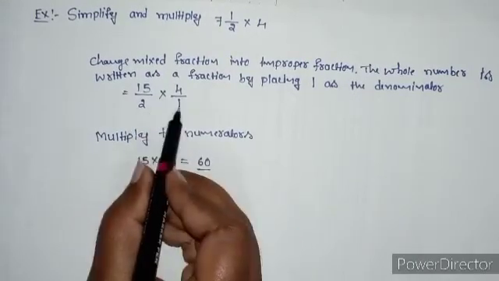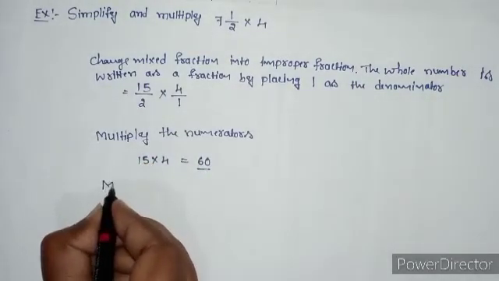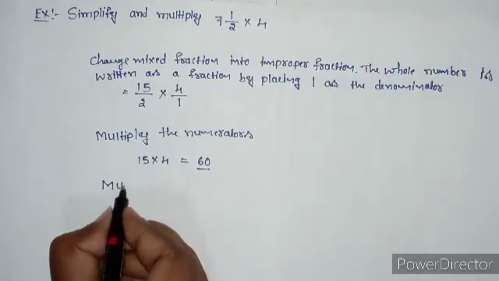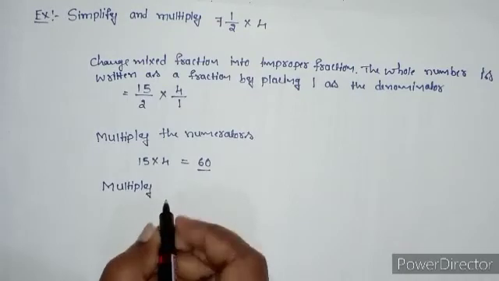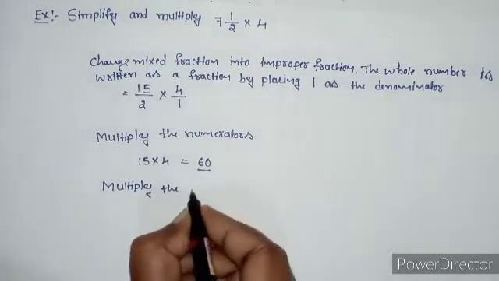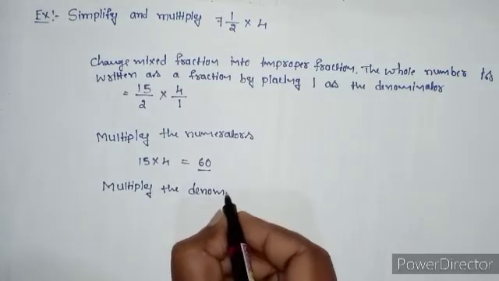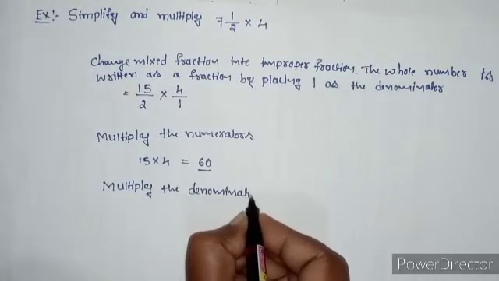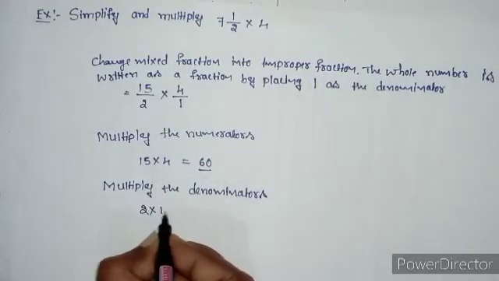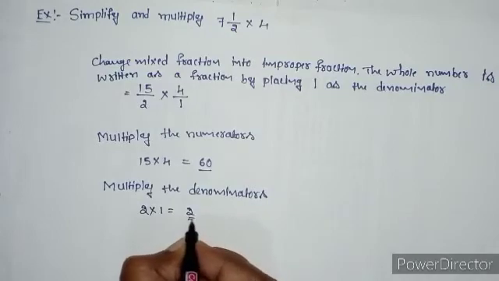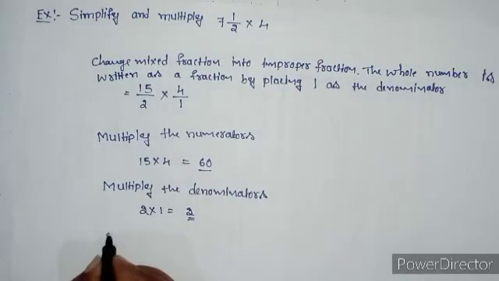So next we need to multiply the denominators. All of you see here, multiply the denominators: 2 into 1. 2 ones are 2. Now we need to reduce the fraction, right?